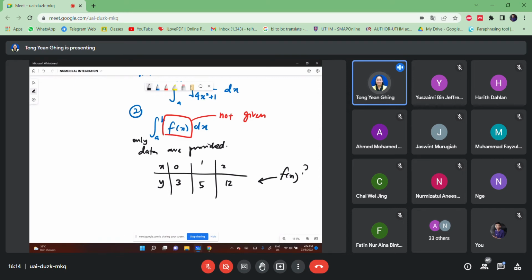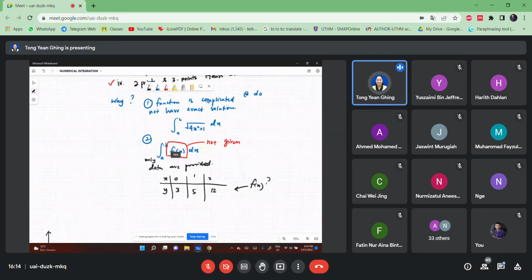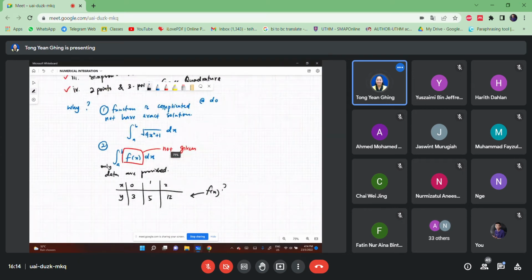So that's why we can use this numerical method. And what's the difference between integrations and differentiations? Differentiation is, okay, just now, rate of change, okay?